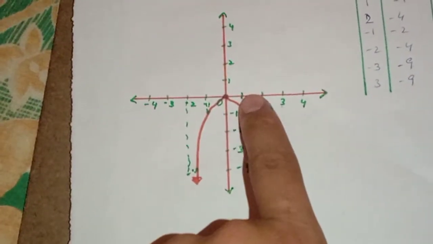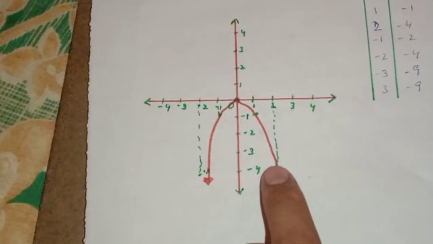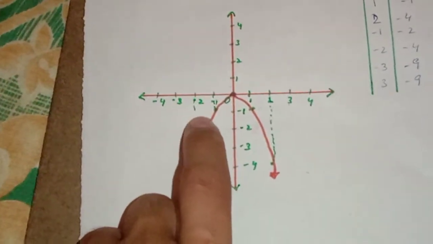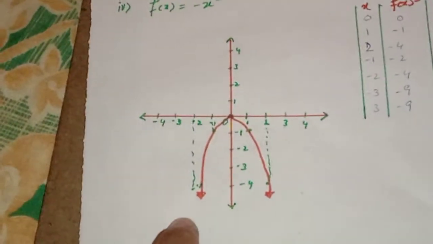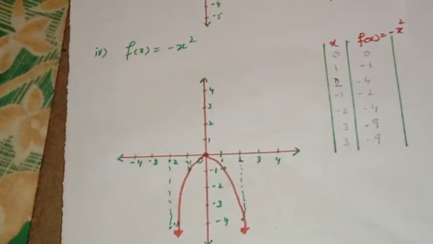When we put 1, it gives -1. When we put 2, it gives -4. When we put -1, it gives -1. When we put -2, it gives -4. So it will be downward. The only difference is that.